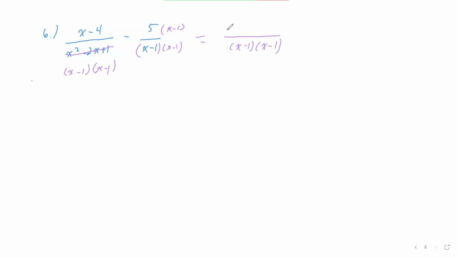And so I have x minus 4, minus will be attached to this 5 as I distribute. So that'd be negative 5 times x, which is negative 5x. Negative 5 times negative 1 will give me that positive 5. X minus 5x will be negative 4x. Negative 4 plus 5 would be positive 1. And then they'll want you to write it as x minus 1 squared. And that's it.